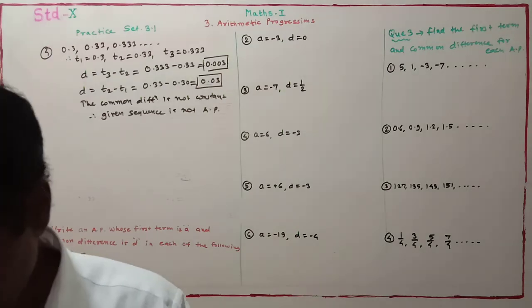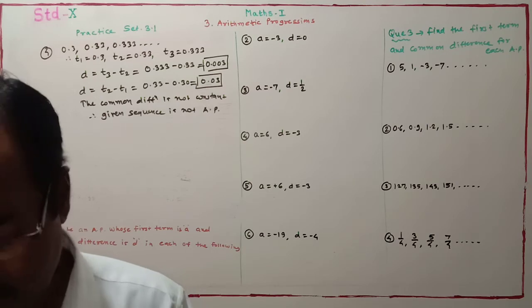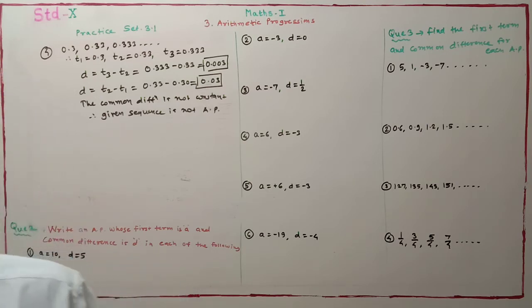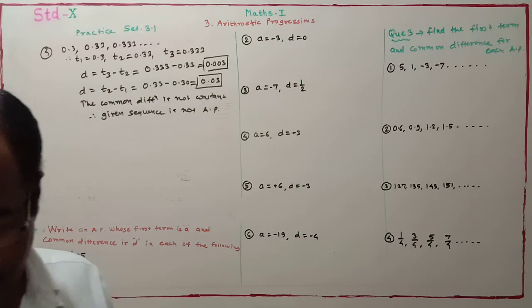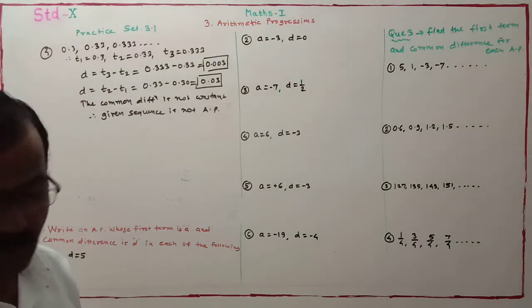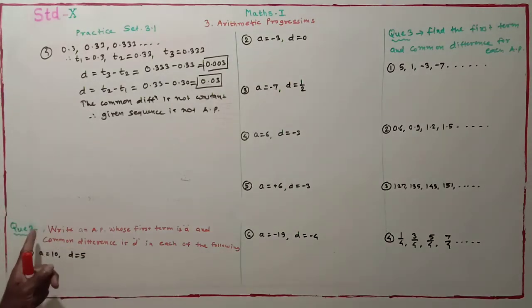In the second question, write an AP whose first term is A and common difference is D in each of the following. Means in the second question, we form an AP whose first term is A and common difference is D. Therefore we write A is equal to T1 is equal to 10.